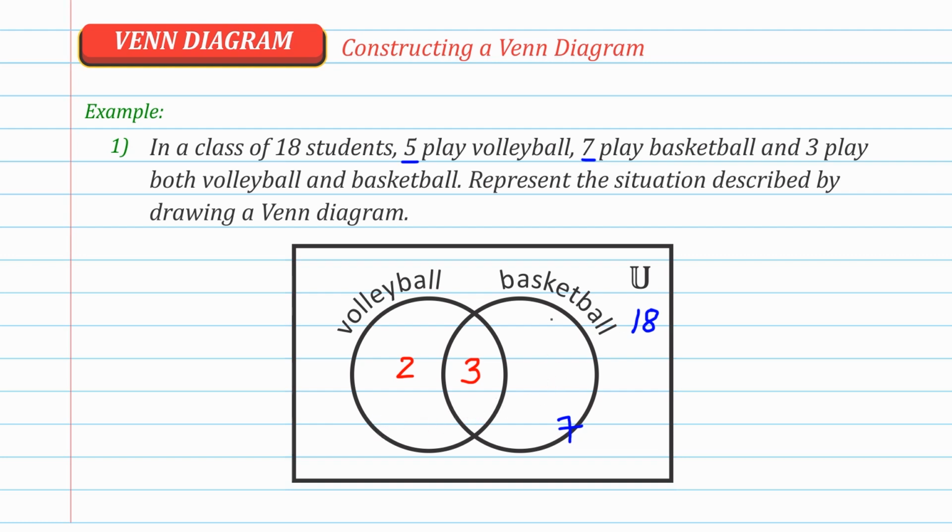Next, how about this one? We know that the total basketball players is 7. Kung 7 ang total basketball players, ano ito? What will you add ba to 3? Para ang total ng circle na yan is 7. Correct. This should be 4. So the 3 plus 4 total is 7. There are a total of 7 basketball players.